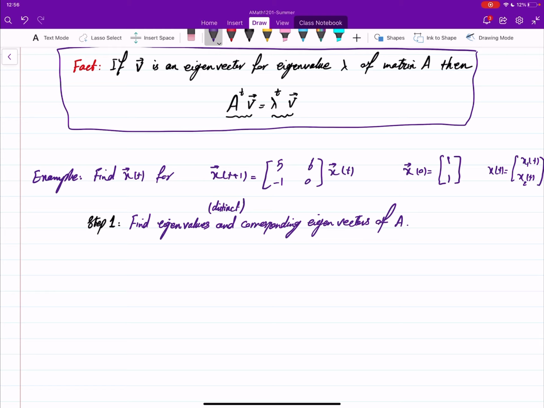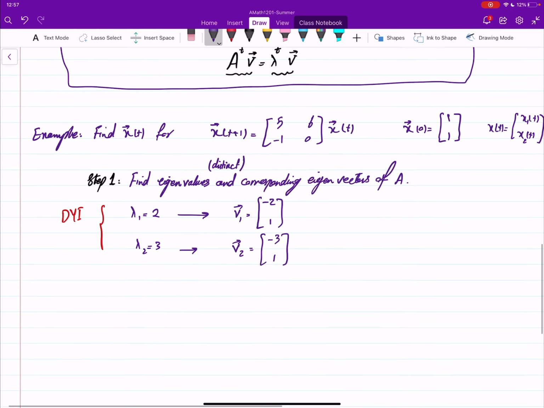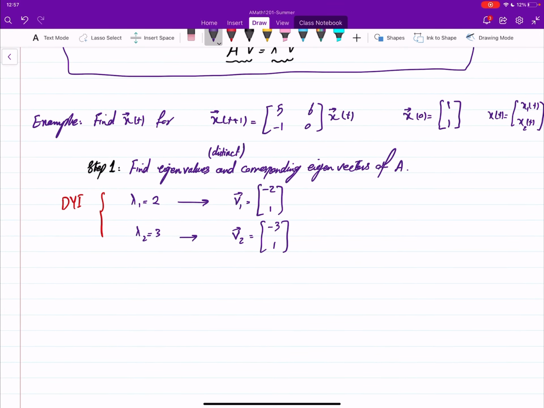Let's see what that means in the case of our matrix. Well, you can do this one yourself. So DIY, do it yourself. There are two eigenvalues, lambda 1 is 2, lambda 2 is 3, and an eigenvector for eigenvalue lambda 1 is negative 2 and 1, and for lambda 2 it is negative 3 and 1. Okay, you can do this one. We have done lots of examples here, so you can do it simply. That's step 1, find eigenvalues and corresponding eigenvectors.